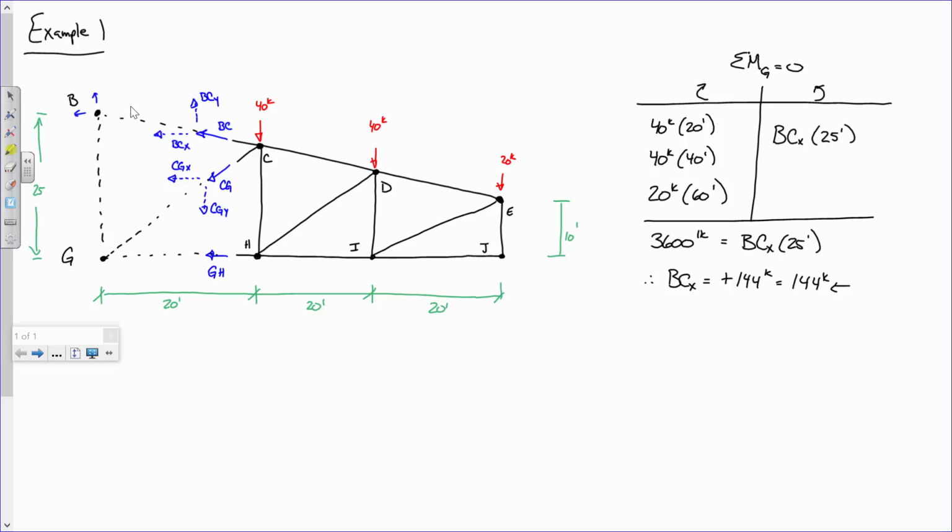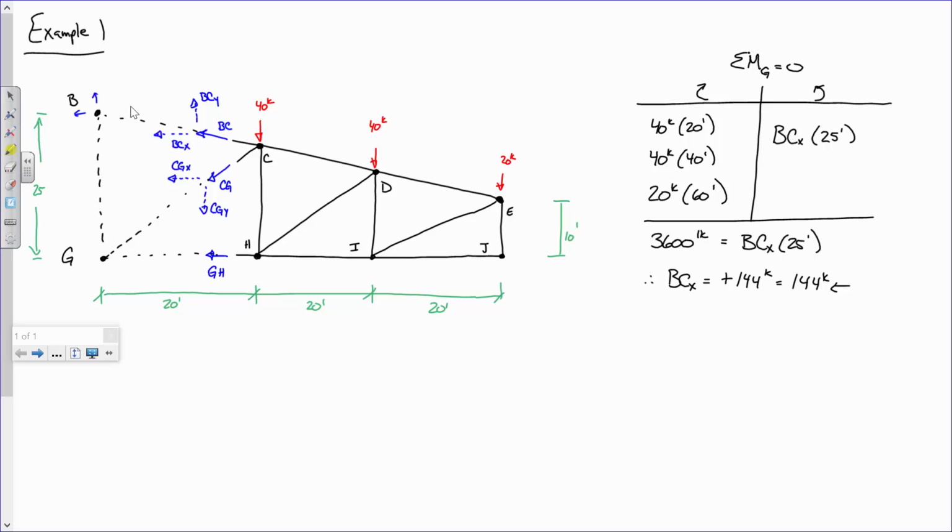In other words, we assumed tension and we got a positive answer. So BC is a member that is experiencing tension. Now we know the X component of BC, but we don't know the Y component. Now how would we determine the Y component?